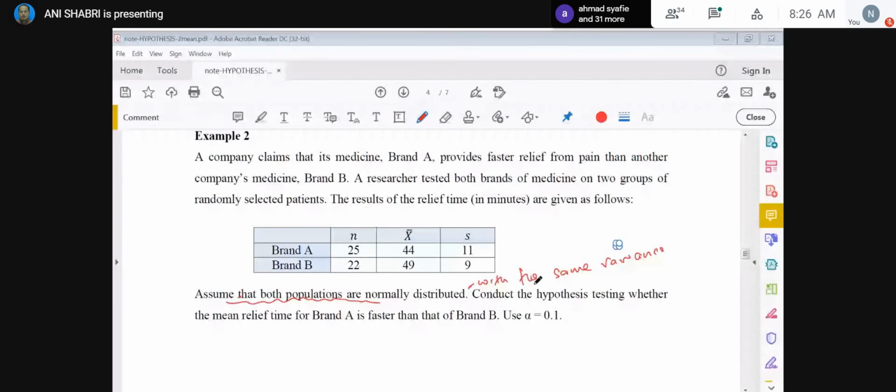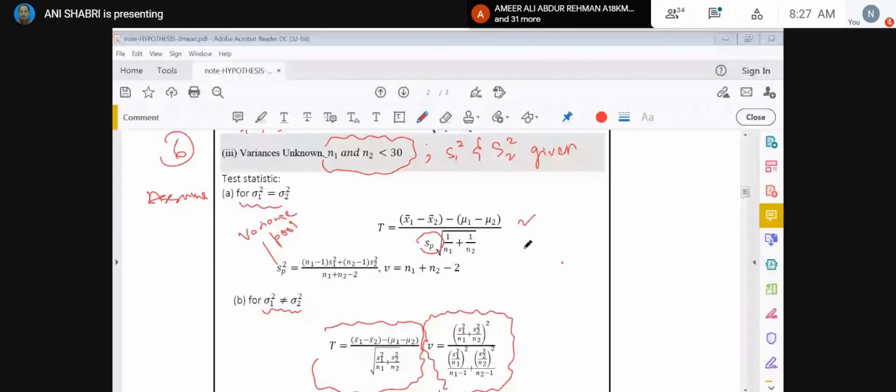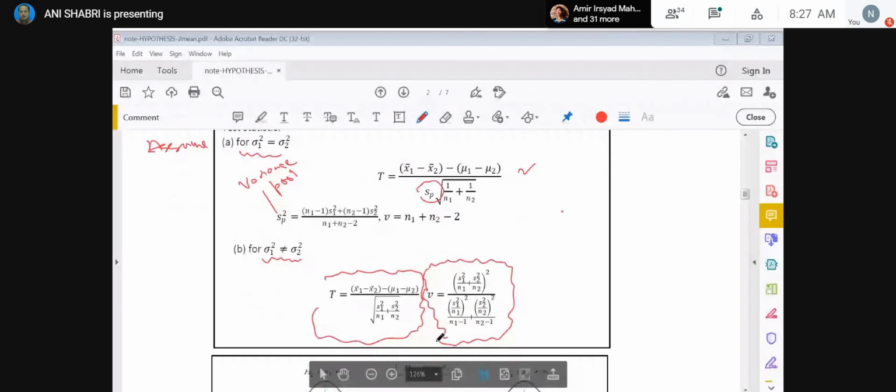Okay, formula mana nak gunakan? Which formula? I put this one same variance. Number 4, number 5, number 6. Number 6 we have two formulas, A and B. Which formula? Formula number 6. Which one, A or B? A. If I assume variance 1 is equal to variance 2, we must use formula number 6A. 6A has Sp. Okay, we look at the formula, it is 6A.